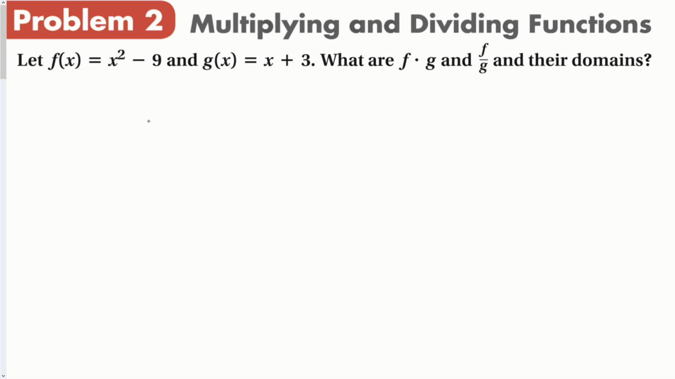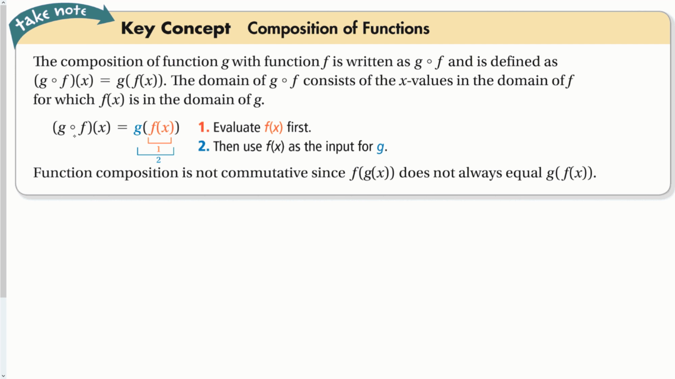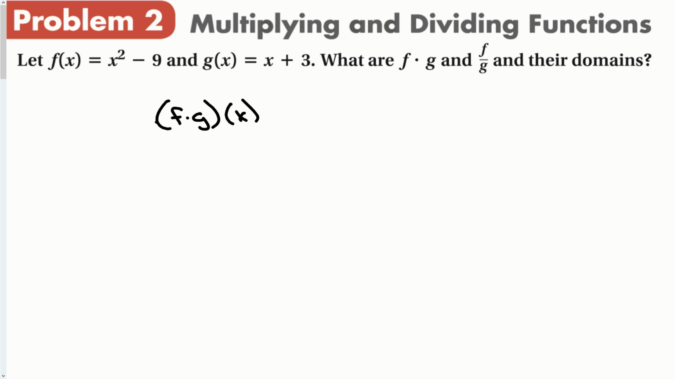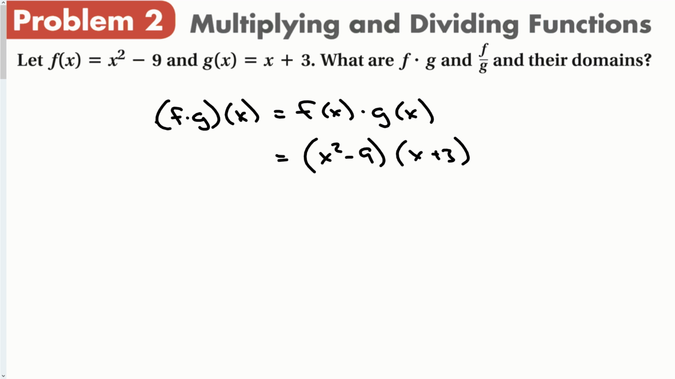So let's start with f times g of x. Notice that dot right there. It's a solid dot. That is different than what we're going to be doing in the next part, which is going to be a little open circle right there. Okay, so solid dot means multiplication. So this is f times g of x. And it just means take f of x times g of x. So we're going to take the first function, x squared minus 9, and we're going to multiply it with the second function, x plus 3.